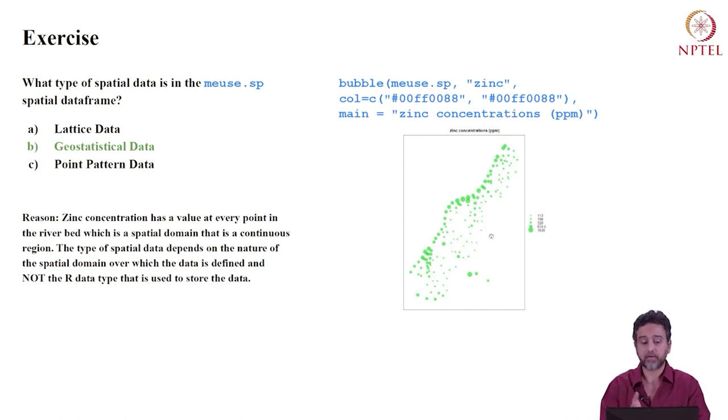And the type of spatial data depends on the nature of the spatial domain over which the data is defined. So don't get confused because we seem to have individual points. That's a sample from over the continuous domain. But the type of spatial data is always dependent on the nature of the domain over which the data is defined, and not the data type in R that we use to store it. So you should be able to separate the data type. Even though we're storing it as a set of points, in theory, we could have got infinitely many points over the entire riverbed. So because that's a continuous spatial domain, this is an example of geostatistical data.